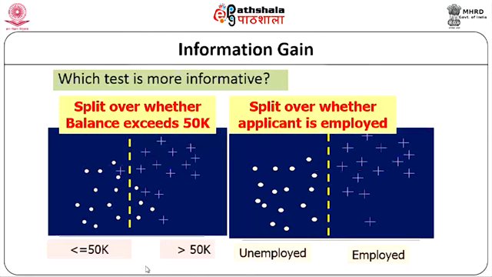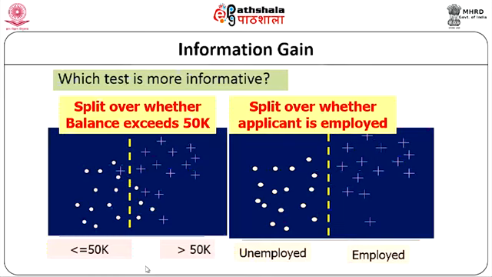Now, you split on whether the balance exceeds 50k. You have values here, and those pink and yellow dots are the examples. If you look here, the split is such that if you take this particular attribute greater than 50k, you do have some yellow dots coming here. The yellow and pink represent the target value.